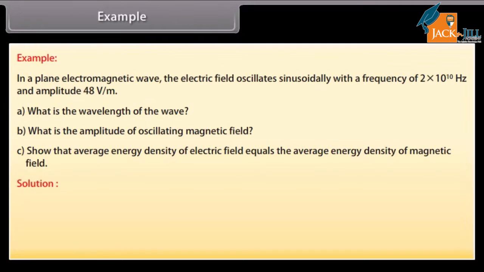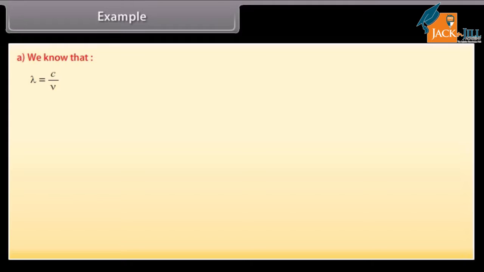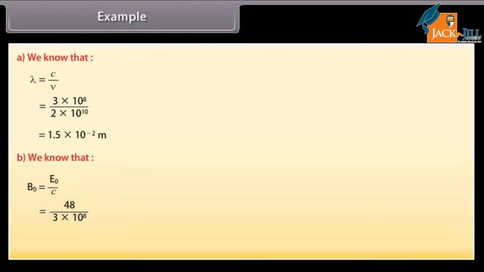Let's see the solution. Given values are nu, which is equal to 2 into 10 raised to the power 10 Hz, E naught equals 48 volt per meter. We know that lambda is equal to C upon nu. By putting and calculating the values, we get wavelength of the wave, which is equal to 1.5 into 10 raised to the power minus 2 meter. We know that B naught is equal to E naught upon C. By putting and calculating the values, we get amplitude of the magnetic field, which is equal to 1.6 into 10 raised to the power minus 7 Tesla.